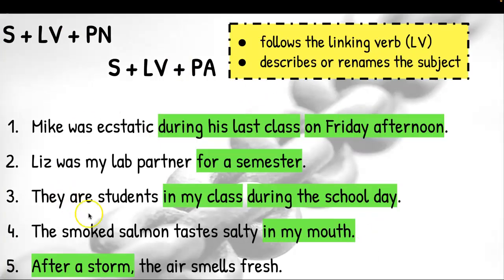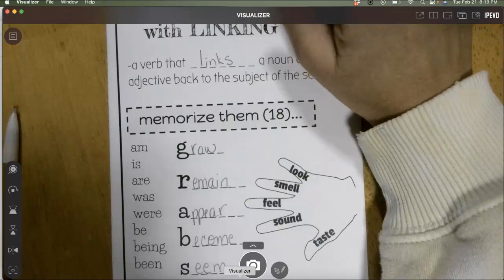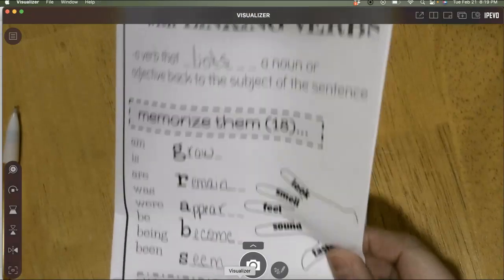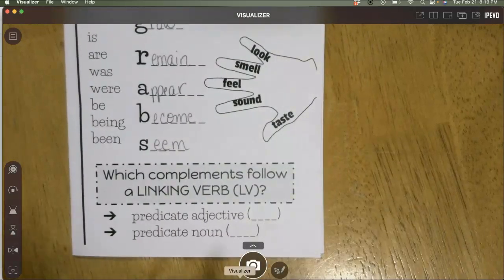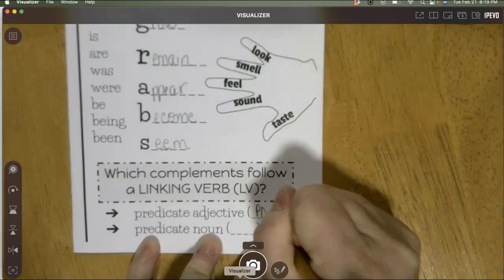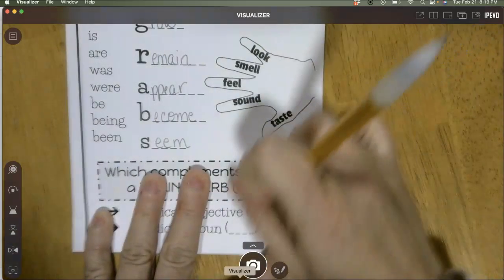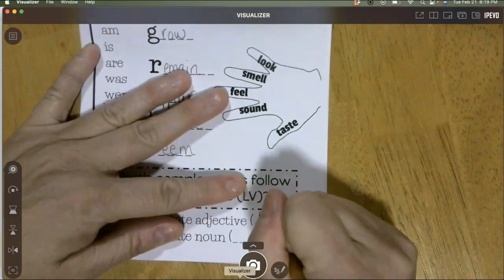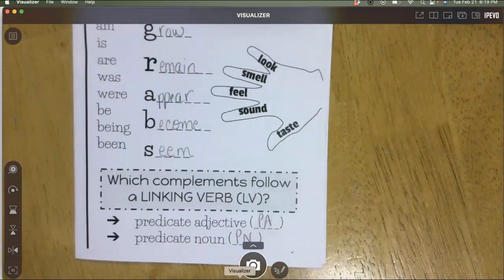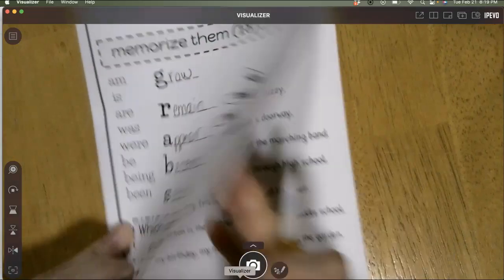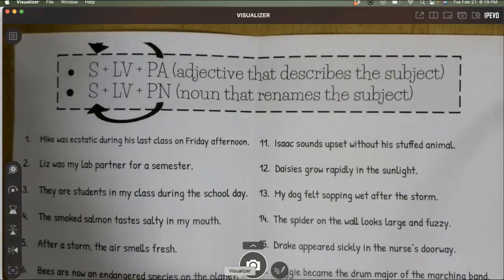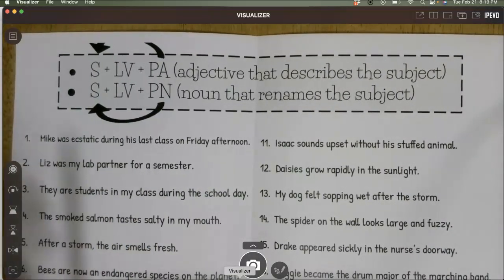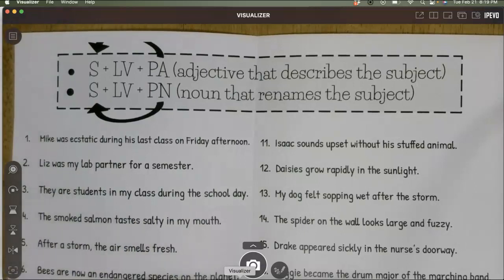All right, so we're going to flip to the inside of the notebook now. And I'm going to go back to here. If you don't have these notes written down on the front, I want you to make sure you label them now. And just like we repetitively used direct object, we're going to use PA and PN. All right, on the inside, we're going to go through the same process that we've been doing. We're going to read the sentence.